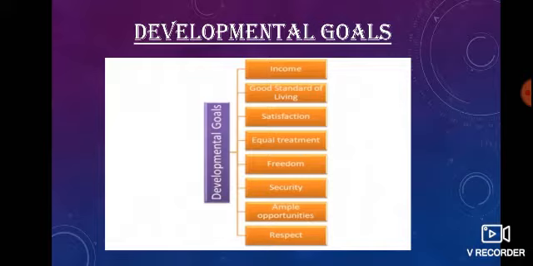Rather than income, the most important development goal is a good standard of living. Because if a person feels that he is developed, then he has attained satisfaction, or he has reached his development goal. Here comes the next, satisfaction. If he or she feels satisfied with what he is doing, then he has achieved the development goal. Next coming, the next point is equal treatment.